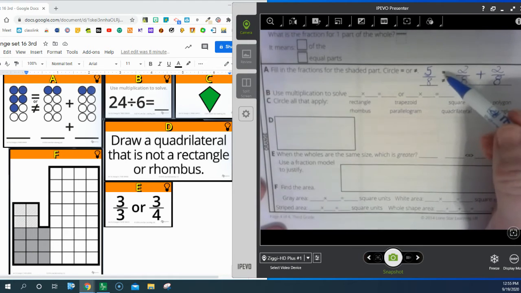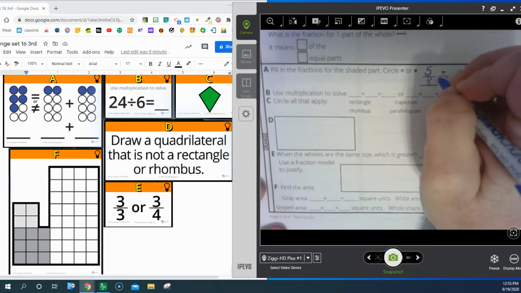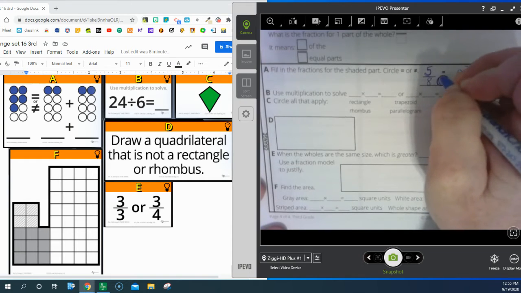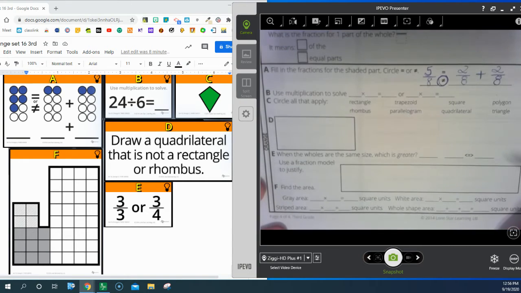5/8 is larger, so we would say that 5/8 is not equal to 4/8. They are not equivalent.